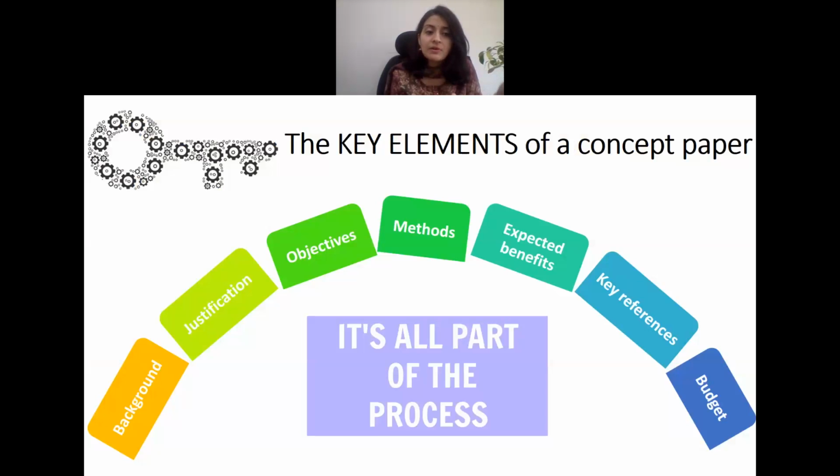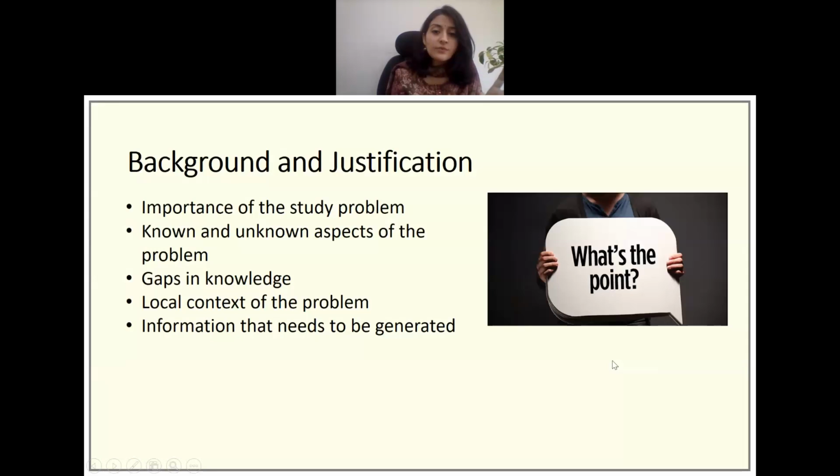The key elements of a concept paper are the background, justification of your study, the study objectives, the methodology, the expected benefits of your study, a list of key references, and the budget. First of all, we have to talk about the background and justification. In the background, we need to talk about the importance of the study problem. So, you have to introduce your concept by telling about the problem which you want to study.